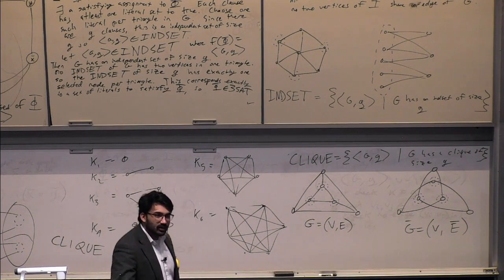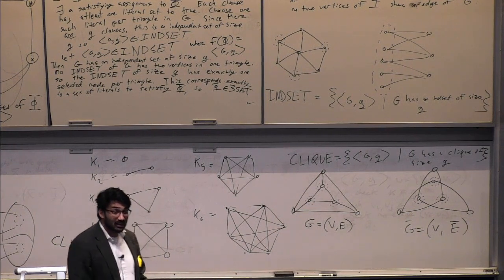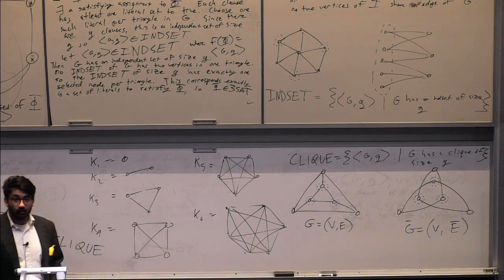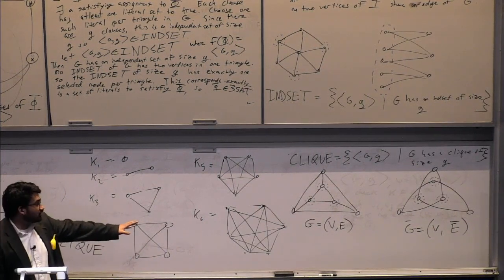So we get a very easy reduction here between clique and independent set. And in fact, between independent set and clique, even. We'll do the proof the correct way, though. Any questions on the structure before we get into some of the detail?